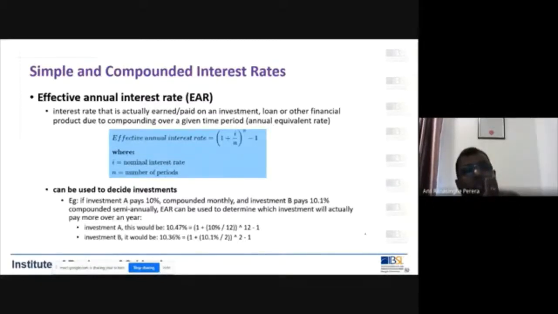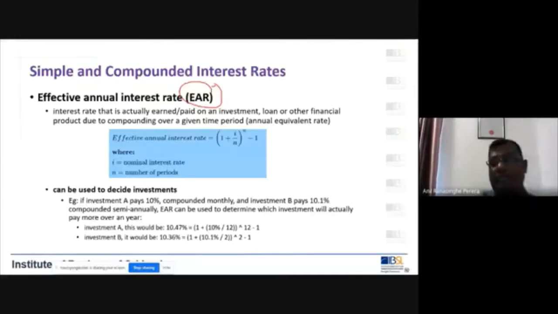Specifically, effective annual interest rate, EAR. I'm just telling you this because these are used in financial contracts. So what do you mean by effective annual rate? It is the interest rate that is actually earned, or if it is a loan, paid, on an investment or a loan due to compounding over a time period.